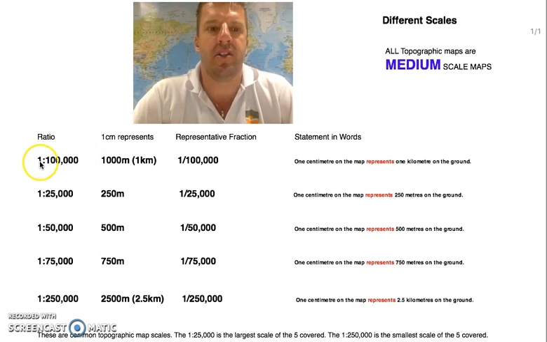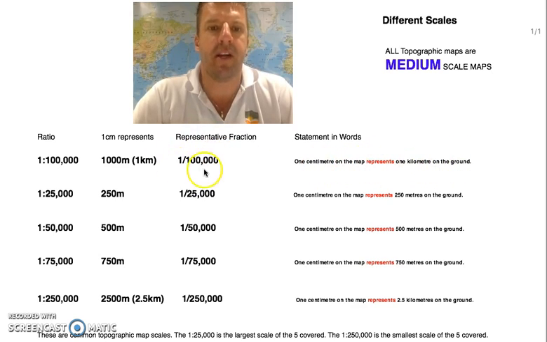So this means 1 centimetre represents 100,000 centimetres. Now there's 100 centimetres in a metre, so if we divide this by 100, we get 1,000 metres, which is, as we know, 1 kilometre. So this map's the easiest one to use because for every centimetre you measure, it represents 1 kilometre. It doesn't equal, it represents, the key word is represents. As a statement in words, we write it as 1 centimetre on the map represents 1 kilometre on the ground.